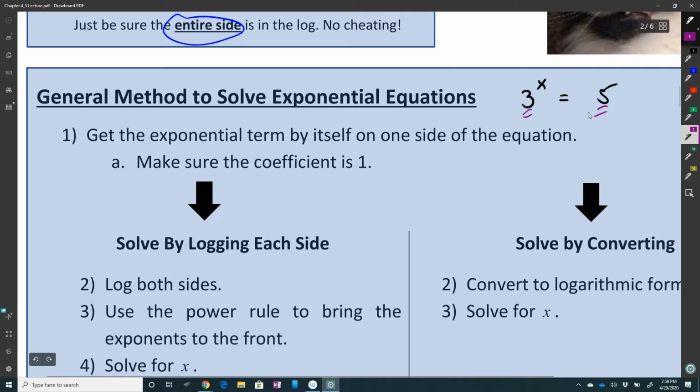The base is 3, the base is 5, but 5 is not a power of 3. In all the problems before, it was like 7 and 49, 9 and 81, so there were obvious powers. Here, this is not an obvious power of 3. So the question is, 3 to the x equals 3 to the what? I don't know what is going to give me 5. And that's where the logs come in.